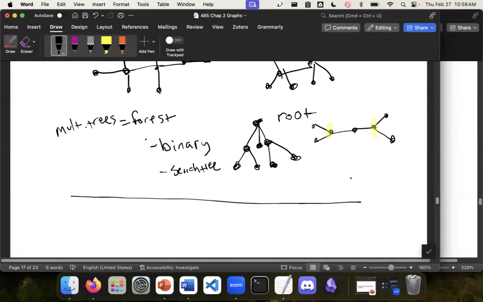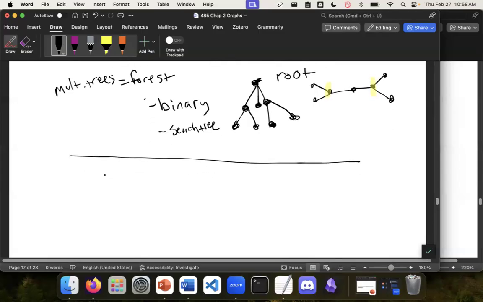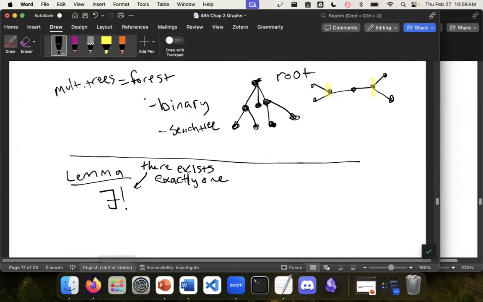An interesting theorem we can have, which I don't believe the book labels, so let's maybe call it a lemma, is the statement, I'll write this, and this means there exists exactly 1. So it's the backwards E, that part is the there exists, and then the little exclamation point means exactly 1.